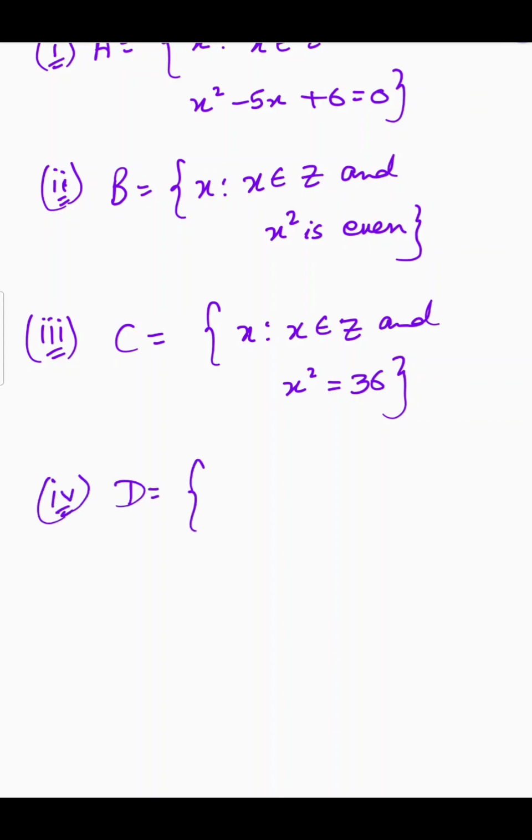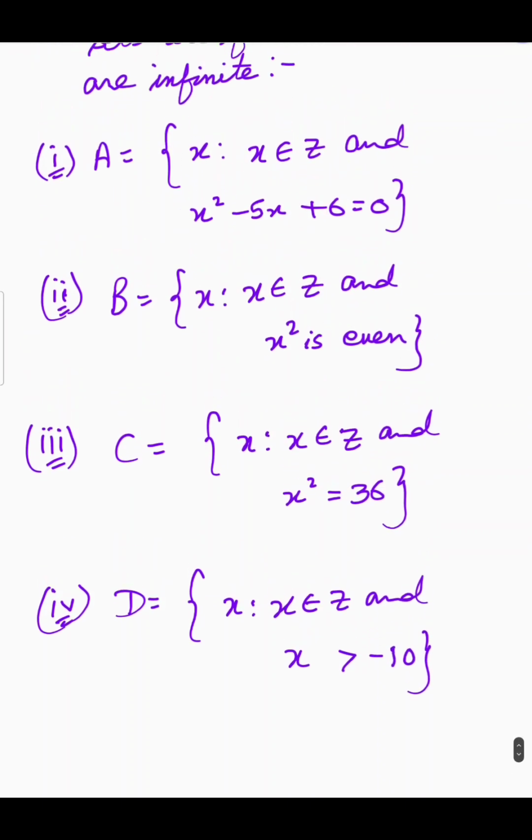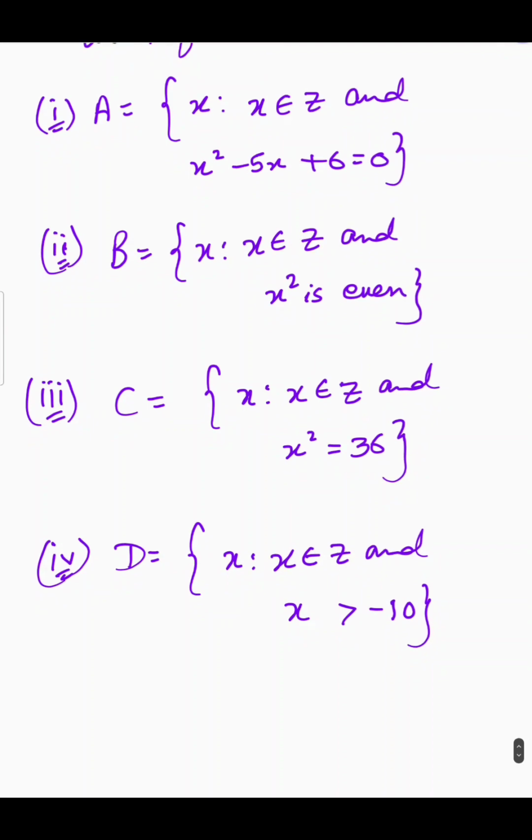D, the set of all x such that x belongs to Z and x is greater than minus 10. Now this is the question. Try to solve it. Okay.